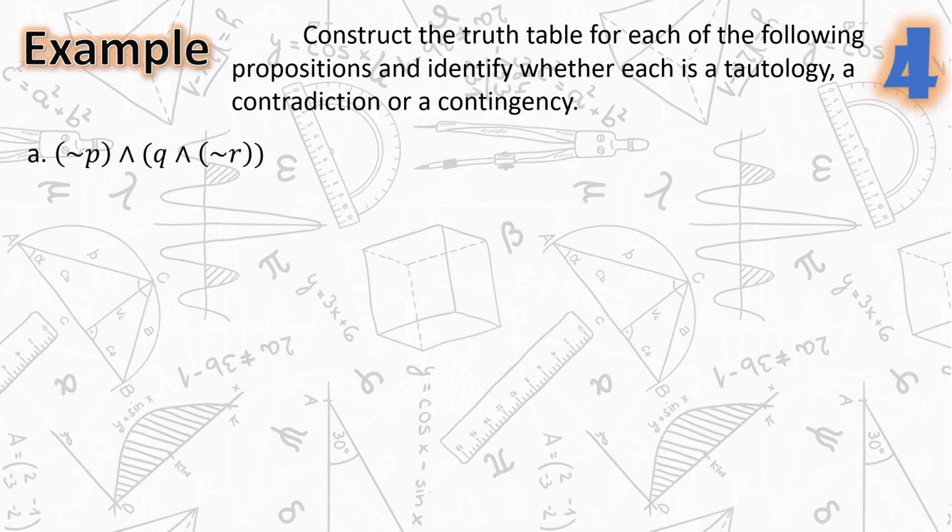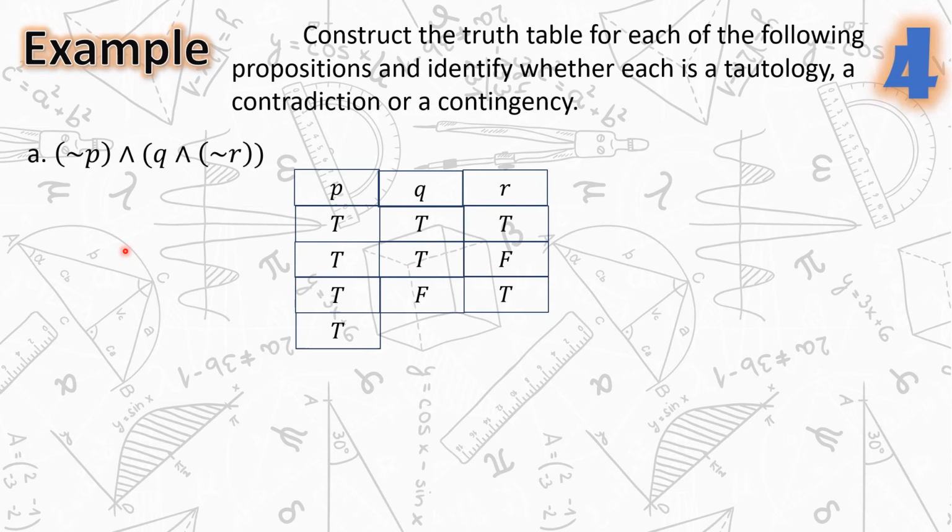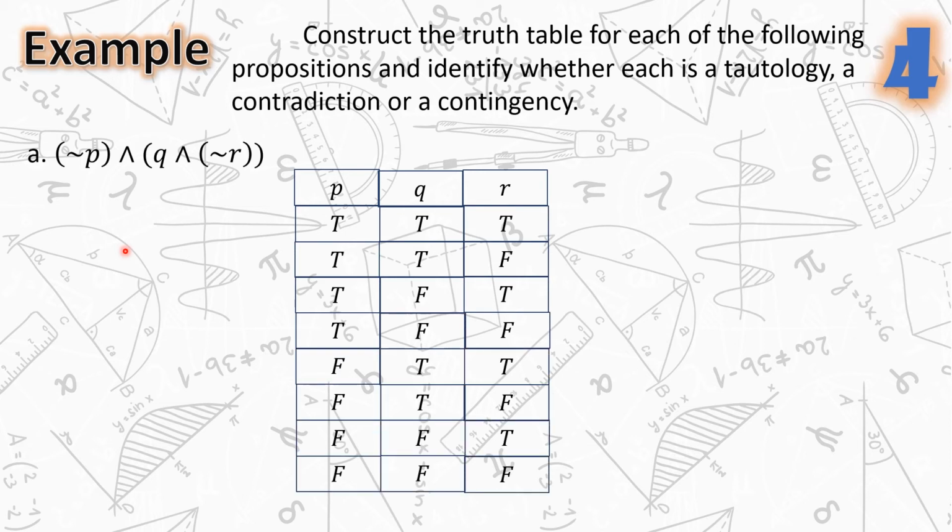So we have three propositions, P, Q, and R. In the arrangement of the combinations of truth values for P, Q, and R, we have 8 rows. After the first three columns, we start with the negation of P. If P is true, then not P is false. On the first 4 rows, not P is false, and on the next 4 rows, since P is false, not P will be true.